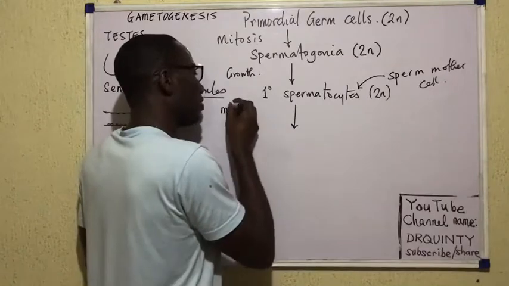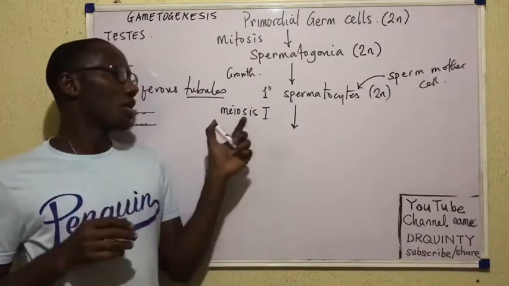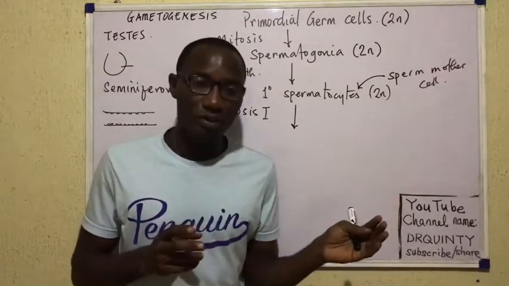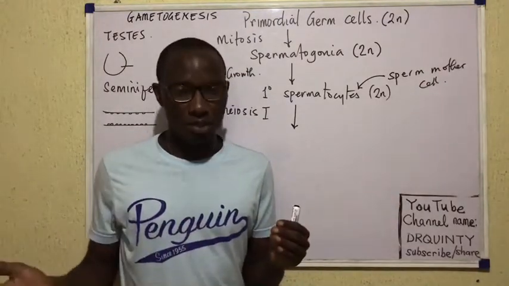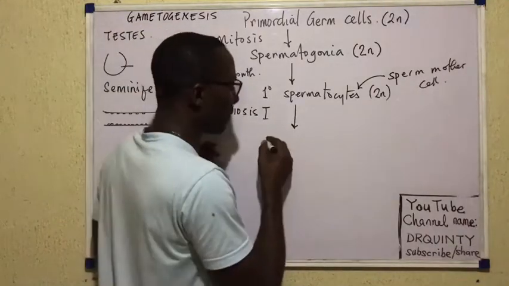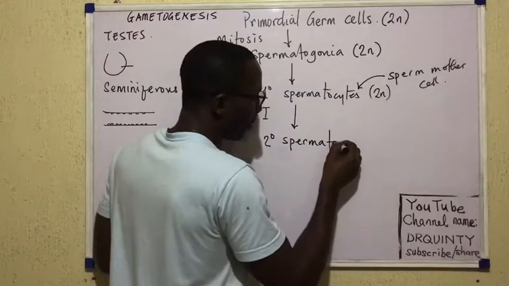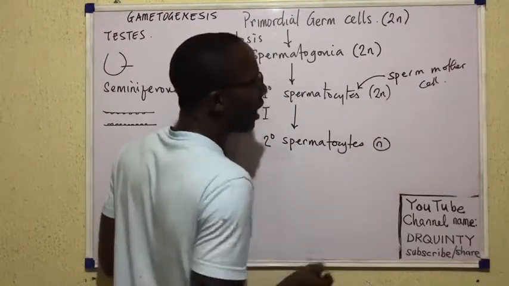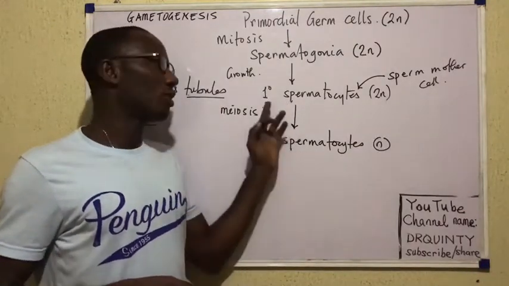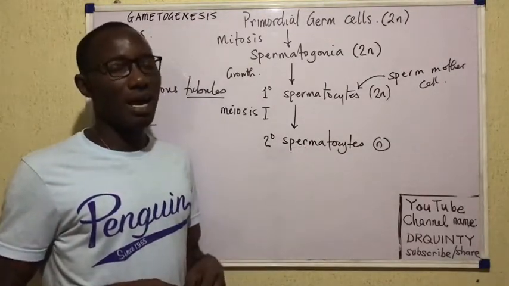So the primary spermatocytes or sperm mother cells would undergo the first meiotic division. Of course, like I said, you could go ahead and watch my video on meiosis and mitosis, because if you do, you'd realize that for meiosis, there are two stages. There's meiosis 1, the first meiotic division, and then there's meiosis 2. So meiosis 1 is what is taking place here, and when the primary spermatocytes undergo it, they produce what we refer to as secondary spermatocytes, and these ones are haploid. So we've gone from diploid to haploid. While the primary spermatocyte is diploid, the secondary spermatocyte is haploid.